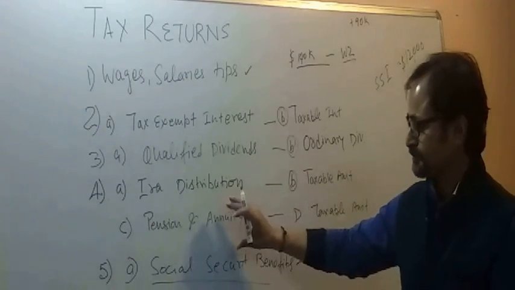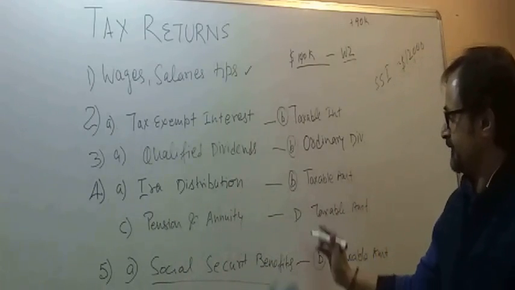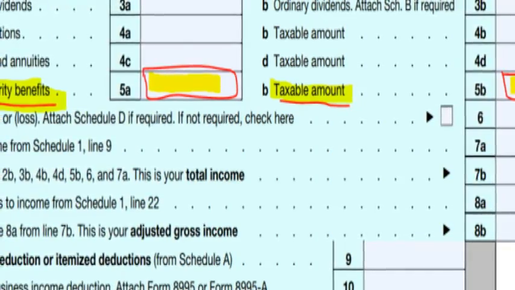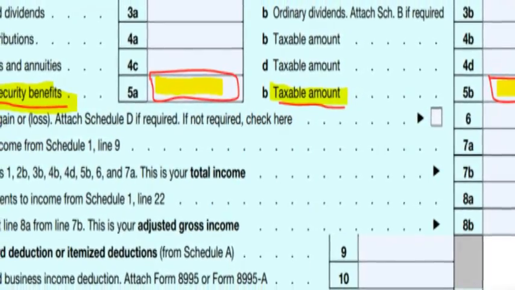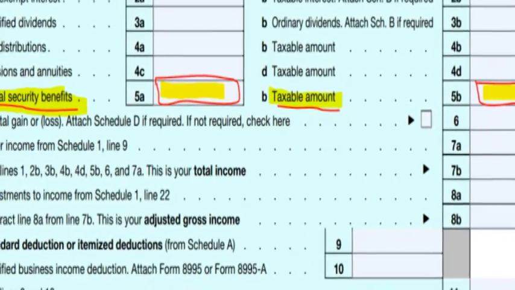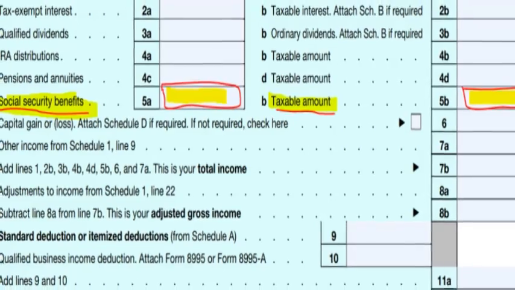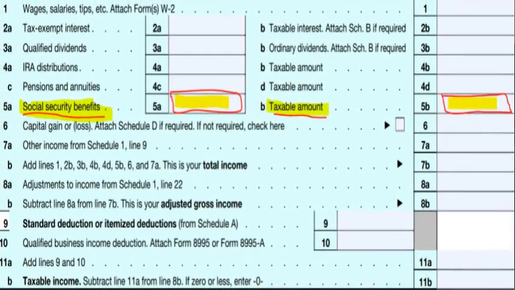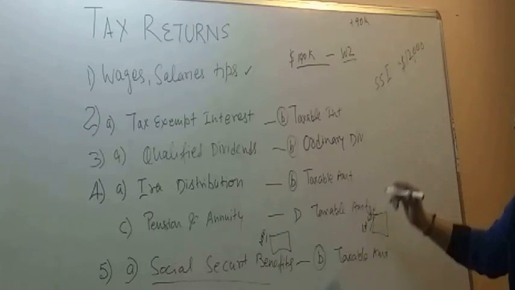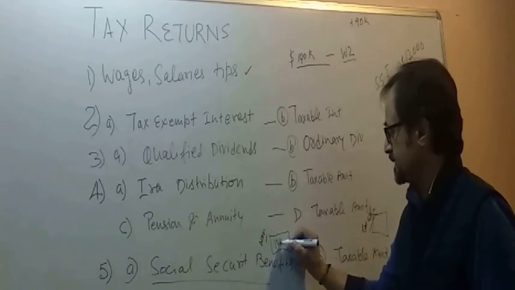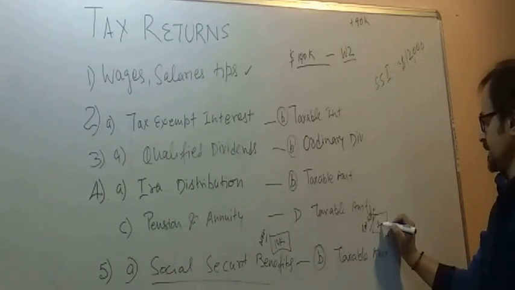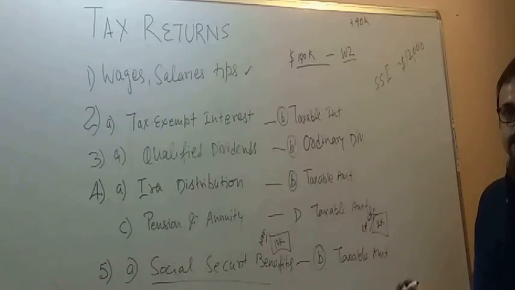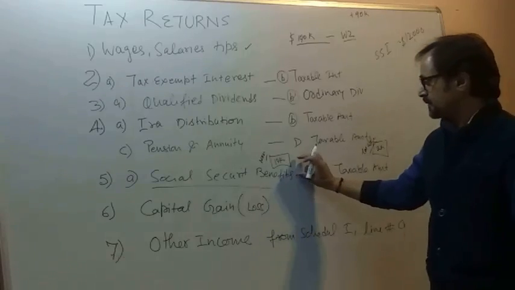We can see, okay, here is the social security benefit. There are two columns, one on the left, one on the right. Whatever income is written on the left side, that is non-taxable, right? And whatever is written on the right side, that is the taxable income, right? So out of this 12,000, if it has been written as 10,000 here and 2,000 here, that means 10,000 is non-taxable, 2,000 is taxable. Now, why do we need to see this?